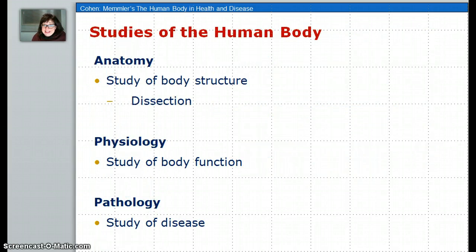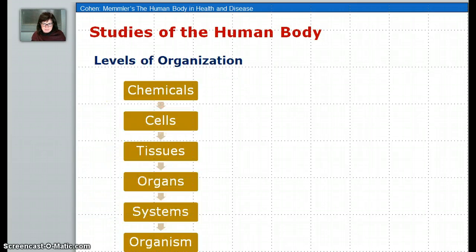Now, when you look at it, there are a couple of ologies, and ology means study. We have anatomy, which is about the structure, and you have physiology, which is about the study of function. Anything to do with pathology? Pathology has to do with disease.